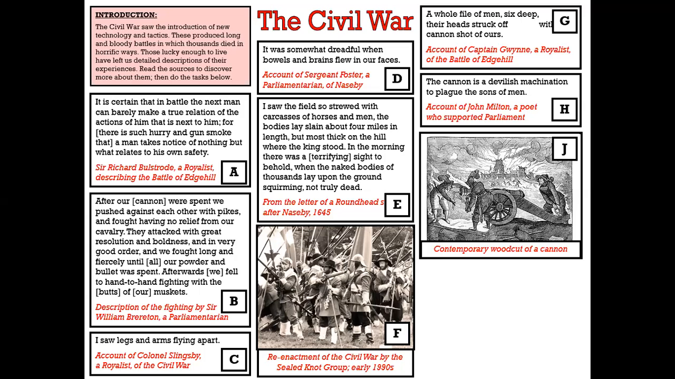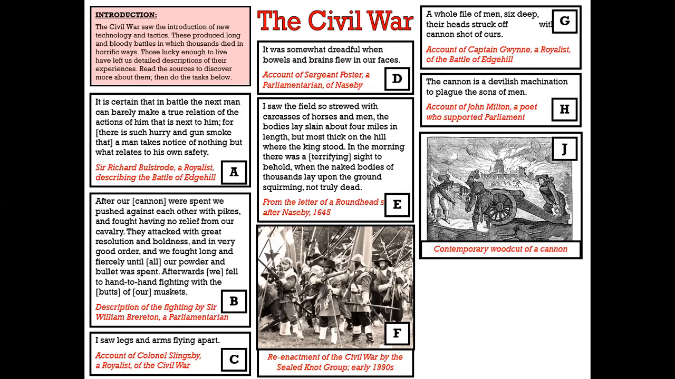So what does he mean? What does spent mean? Absolutely. Spent means they've run out of stuff. They've fired all their things. So the cannon run out of ammunition, they run out of gunpowder, and then they push against each other with pikes. Remember how long they are? Of course you do. 18 feet. They're quite long. That's 6 meters.